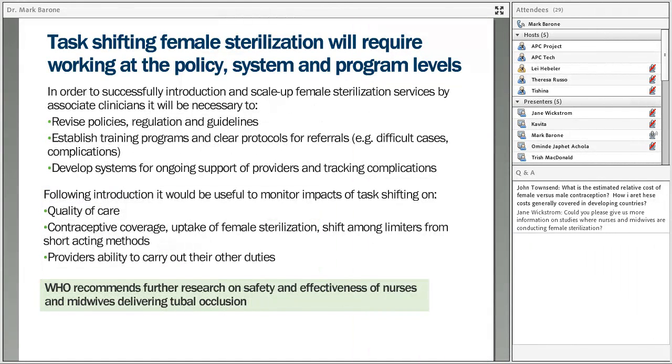In order to successfully introduce and scale up female sterilization to associate clinicians like clinical officers, it will be necessary to revise policies, regulations, and guidelines, establish training programs, and clear protocols for referrals, for example, with difficult cases or complications, and to develop systems for ongoing support to these providers. And then there are an assortment of interesting issues to look at after task shifting is implemented, things like what is the impact on quality of care, on uptake of female sterilization, on providers' ability to carry out their other duties. And I'd like to just mention that recently WHO recommended additional research on safety and effectiveness of nurses and midwives delivering female sterilization to further increase access.